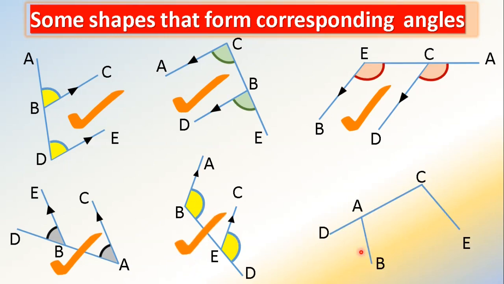Very good. Now have a look at this figure. Can you find any corresponding angles here? Since AB and CE are not parallel lines, we don't have any corresponding angles here.